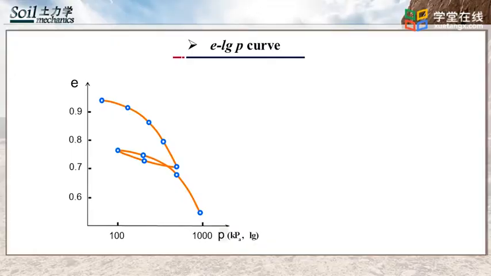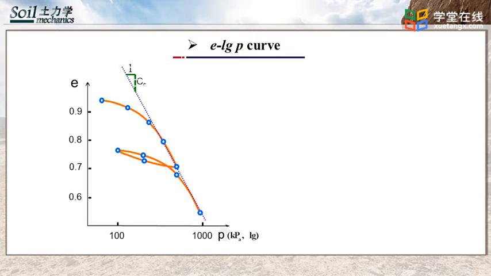Hello everyone. In the previous lecture, we have introduced the odometer test and the compressibility parameters based on e-p curve. In this section, let's discuss compressibility parameters based on e-log p curve. The odometer test results can also be plotted on a semi-log scale. It can be seen from the figure that in the majority of the range of the pressure applied on the soil, the e-log p curve is approximately linear.